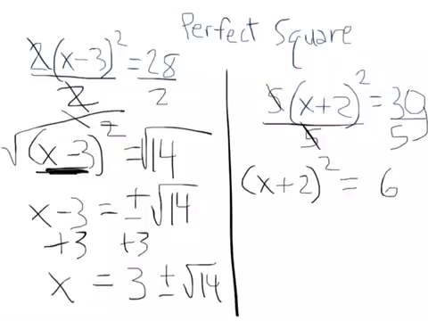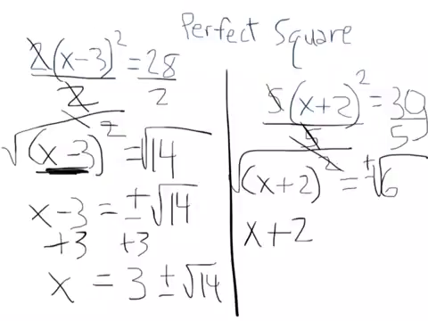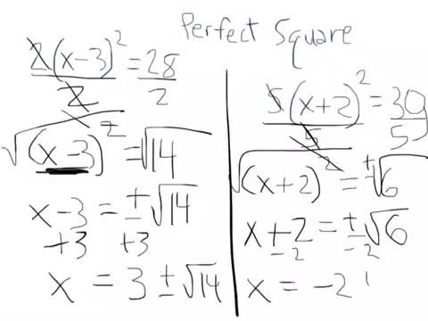Next thing I'm going to do is undo that square by square rooting both sides. So I'm going to square root this side, square root this side. When I bring in a square root, plus or minus comes with it. So that undoes each other, and I'm left with x + 2 = ± √6. I can't split up square root of 6 anymore. So now I'm going to subtract 2 from both sides. x = -2 ± √6.